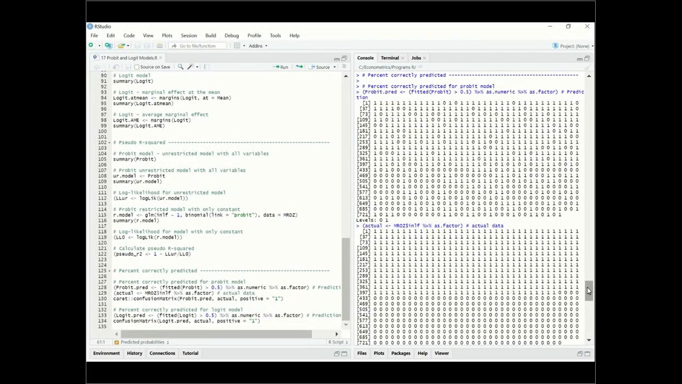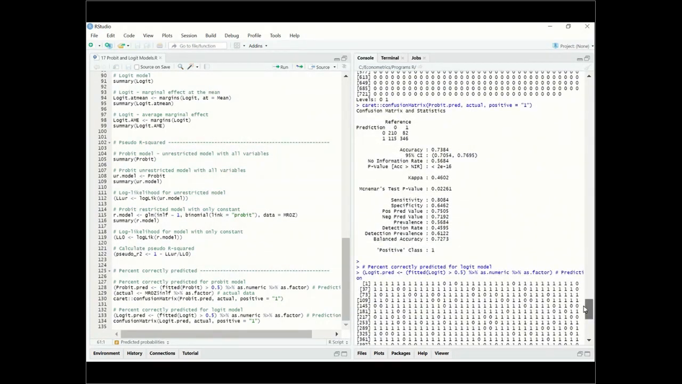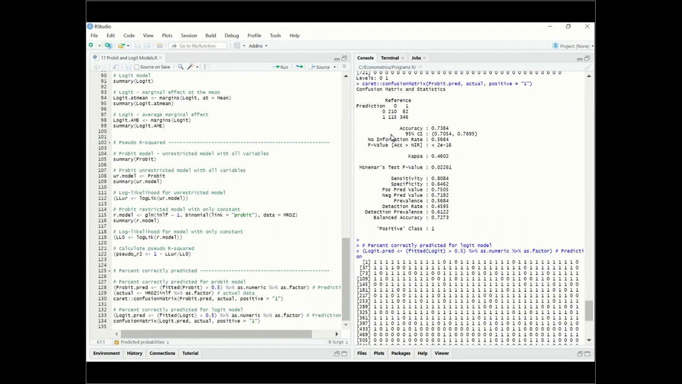And let's look at what we call here the confusion matrix. So for the confusion matrix, this is what we see here. The reference value is the same as the actual value, and the prediction here is the same as these predicted values that we're talking about. So if the actual value is 0 and the prediction is a 0, we have 210 observations in the sample that were correctly predicted like that. On the other hand, if the actual value is a 1 and the prediction from the model is a 1, we have 346 observations like that.